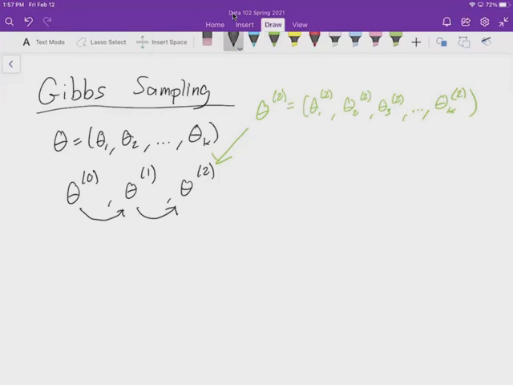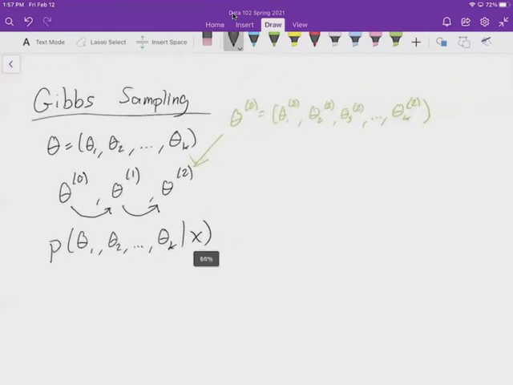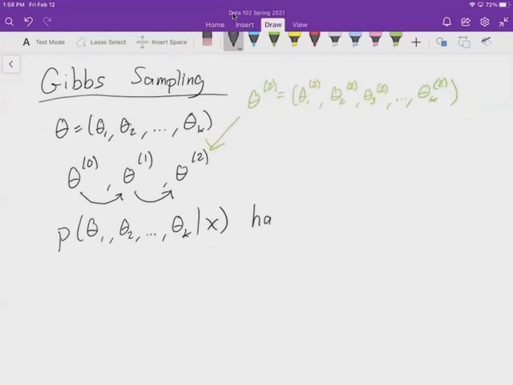Now, Gibbs sampling is really useful when the joint distribution, P of theta 1, theta 2, and so on up to theta k, given your data, is hard to compute. Sure, maybe the full joint distribution is hard to compute because you've got all these different things going on.